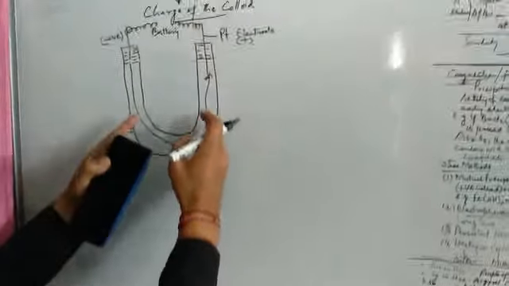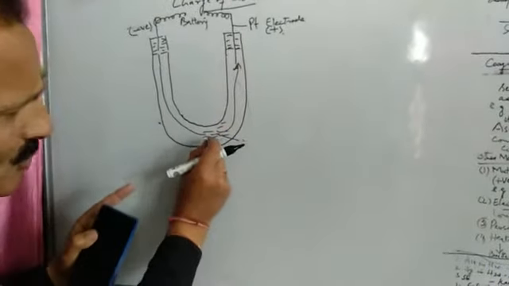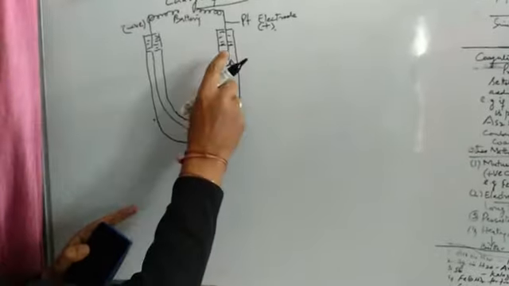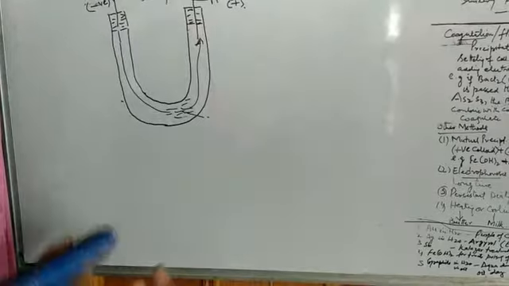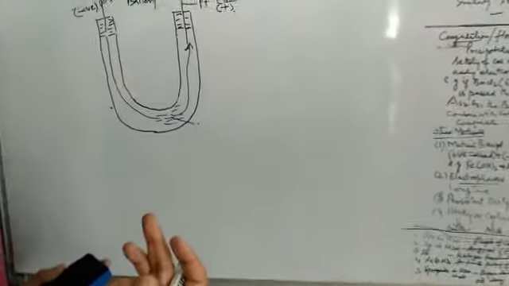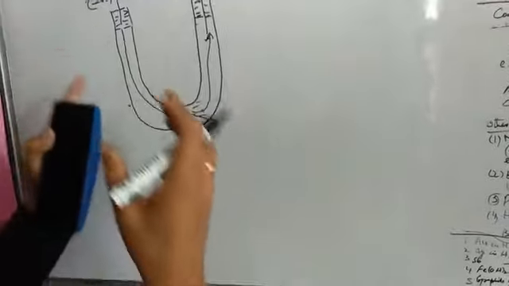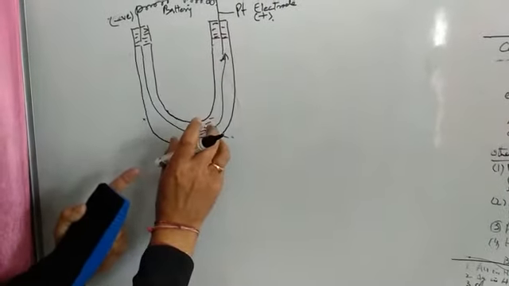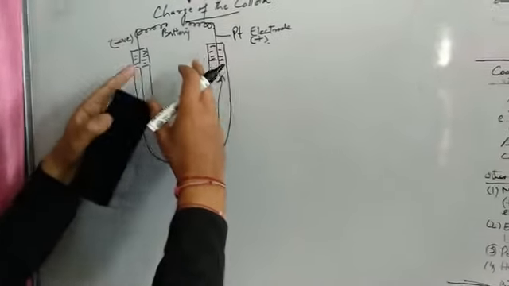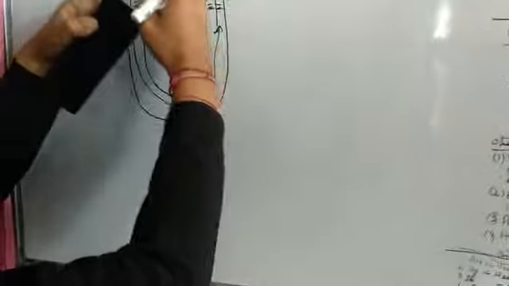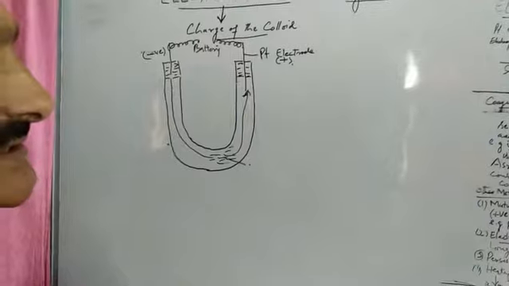Please listen: during this process, the movement of the colloidal particles towards the oppositely charged electrode is known as electrophoresis. So what is electrophoresis? It is a phenomenon in which, in a U-shaped tube, the colloidal solution moves towards the oppositely charged electrode as soon as we connect the battery, and it determines the charge of the colloid.